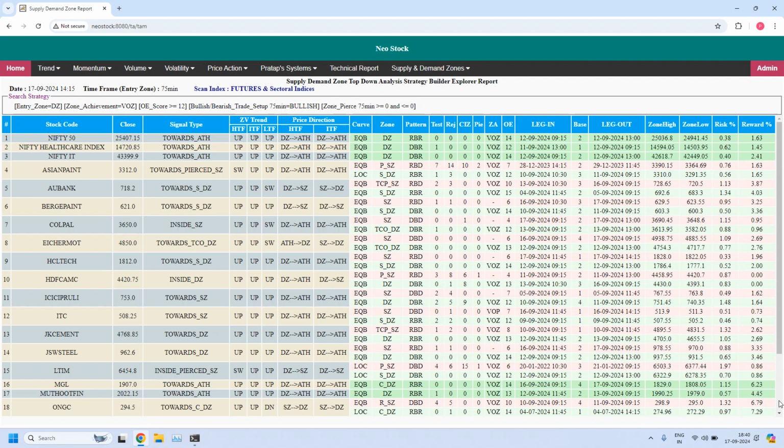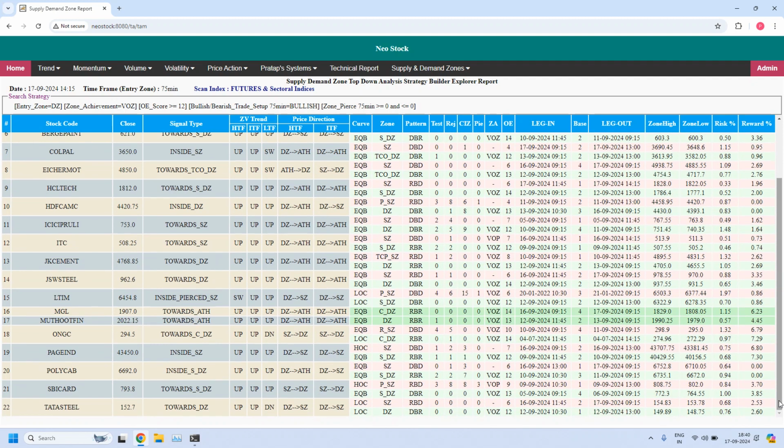Let me scroll the list down. So total 22 stocks are filtered. All these 22 stocks are supporting bullish trade setup for weekly income trade. That is entry time frame 75 minutes.